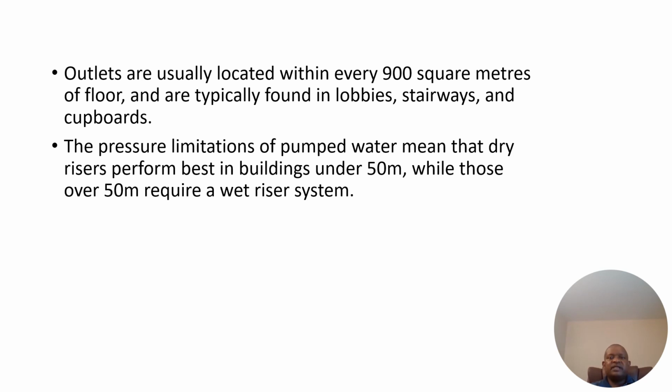Outlets are usually located within every 900 square meters of a floor and are typically found in lobbies, stairways, and cupboards. The pressure limitations of pumped water mean that dry risers perform best in buildings under 50 meters, while those over 50 meters require a wet pipe system. So you can see that dry pipe systems are usually used in buildings below 50 meters.